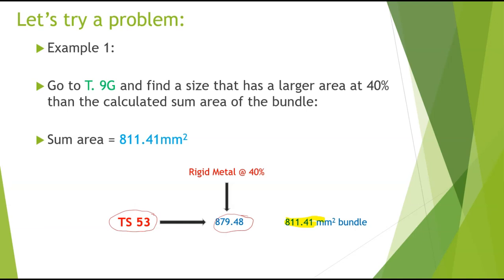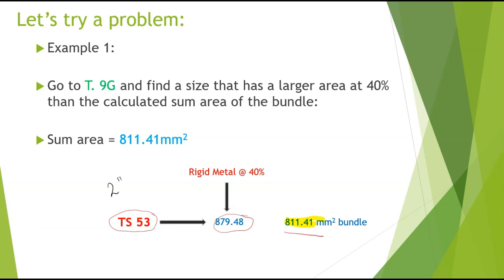And we can be confident now that with trade size 53 at 40% fill, giving us 879.48 millimeters squared of cross-sectional area, our bundle, which is only 811.41 millimeters squared, can easily fit within that 40% fill. Thus we can be confident choosing trade size 53 for this problem. Once again, to put this into imperial, which would be more commonly used on site, we would go to the preface and see that the conversion means that trade size 53 is 2-inch rigid metal conduit.